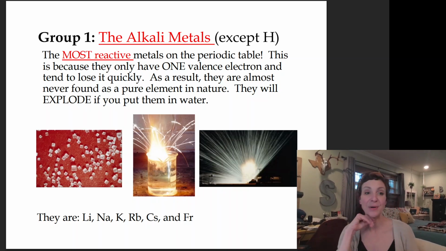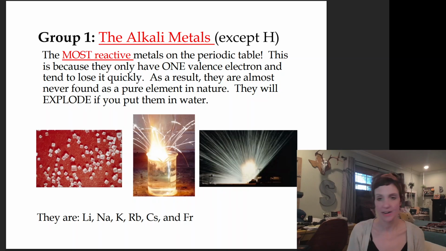Oh my goodness. So group 1, the alkali metals. So that is everybody in group 1 except for hydrogen. We just had a conversation that hydrogen is actually not a metal at all, but he has properties similar to the alkali metals in other ways. But the alkali metals, excluding hydrogen, they are the most reactive metals on the periodic table. And this is because they have only one valence electron.